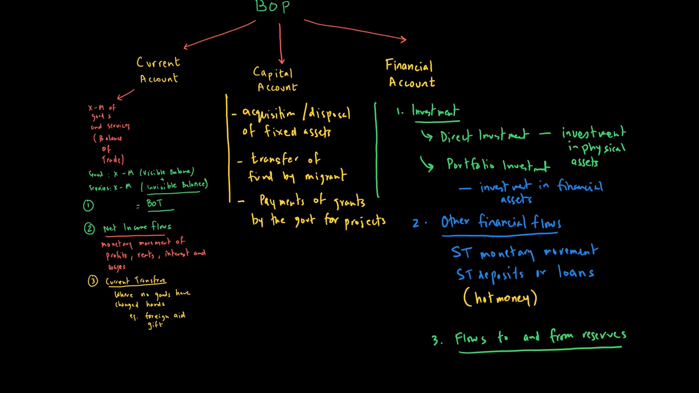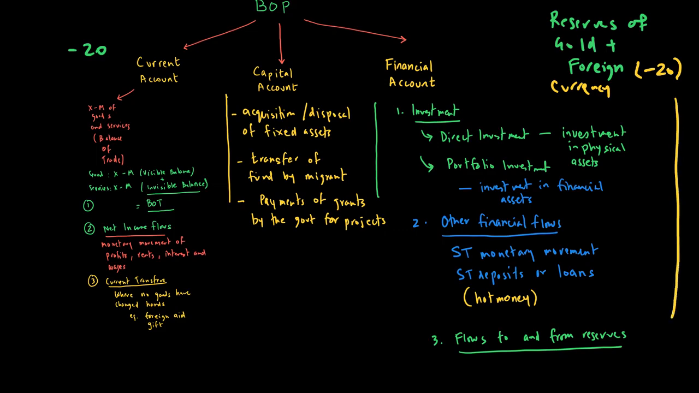So a current account deficit of 20 means we owe people money of 20, for example. Less this 20, if it doesn't come from capital and financial account, what we need to do is take money from our reserves of gold. Every country has reserves of gold and foreign currency, right? So what we do is take money from our reserves of gold and foreign currency. So I'll take a minus 20. I'll take away 20 from my reserves of gold and foreign currency. And I'll put that money in my flows to and from reserves as a plus 20 or a credit entry in my balance of payments.